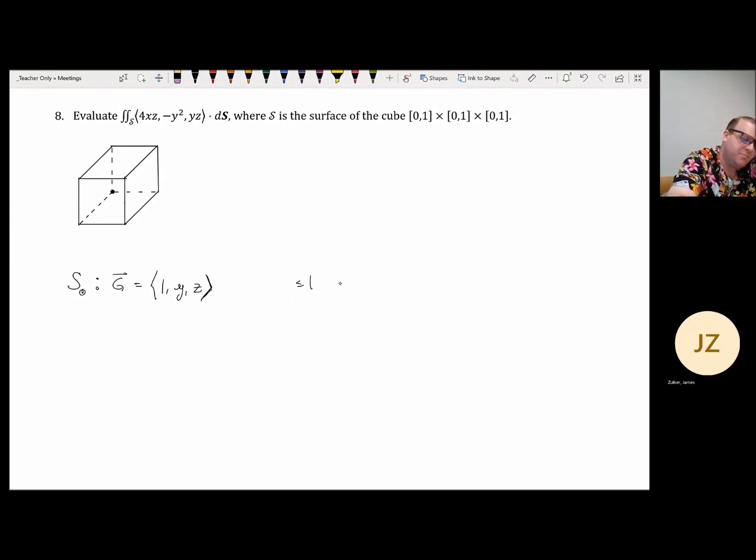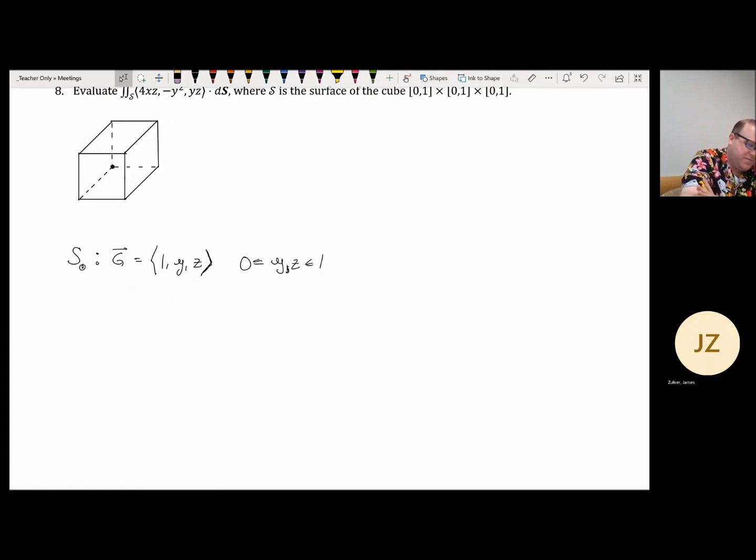A common notation you might see is that to represent that both Y and Z are between 0 and 1. I'm going to call this the back facing. The only redeeming quality of this problem is that the parameterizations are actually very simple.